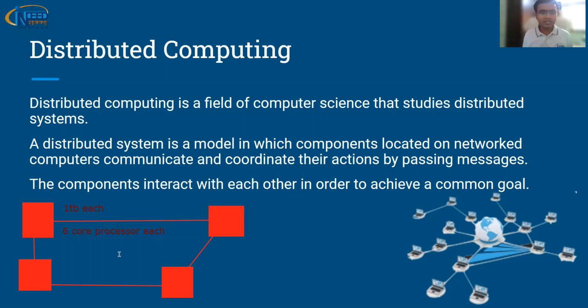So a distributed system is a model in which components located on networked computers communicate and coordinate their actions by message passing. So you can see the connection which I have drawn here, right? Even in this diagram, you can see. So there will be some sort of network through which all the computers or CPUs or servers, whatever you call them, or nodes are connected, and they are able to communicate with each other. They're able to interact. They're able to pass the messages. Okay, so some sort of message passing mechanism is there. The components interact with each other in order to achieve a common goal.